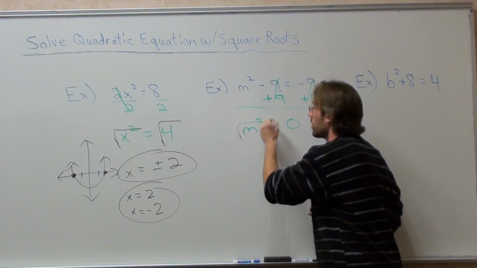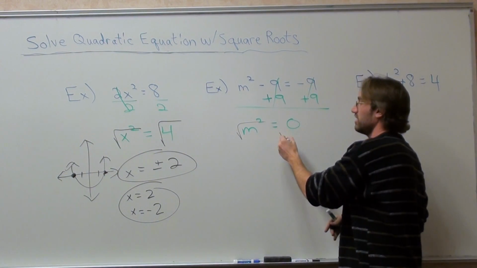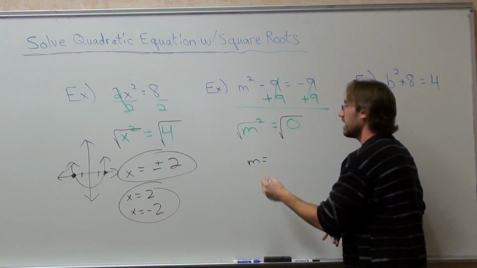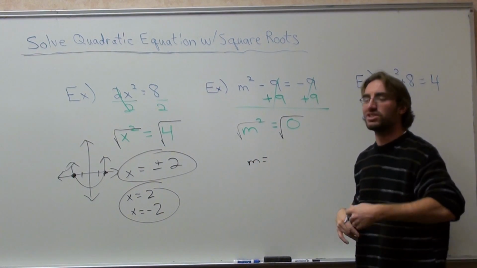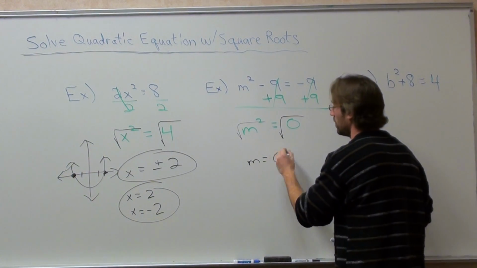So anyways, take the square root, you damage that square, it's gone. But what you do on one side, you do on the other. M equals plus or minus, but there is no such thing as positive 0 or negative 0. It's just 0. So your answer is 0.